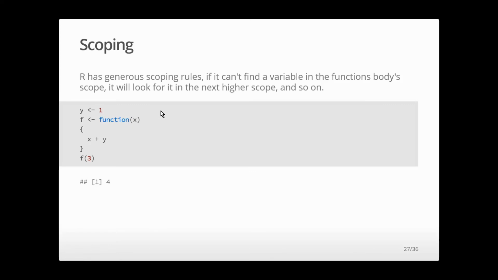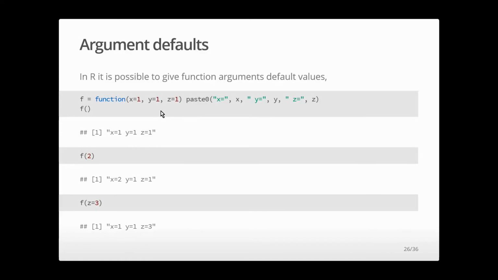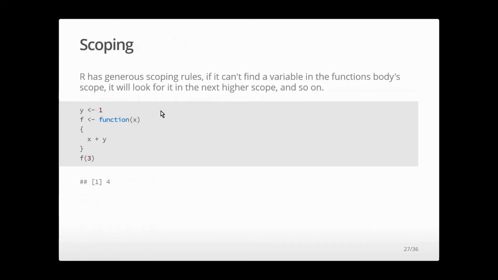Is that right? So for the arguments, you can give it defaults, and it also implicitly defines the order in which the arguments should be provided. We have scope, and this is kind of a big deal.